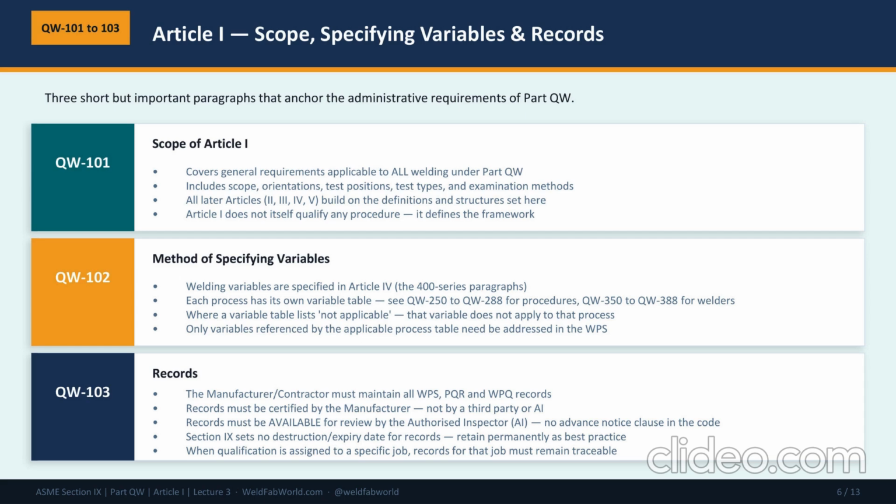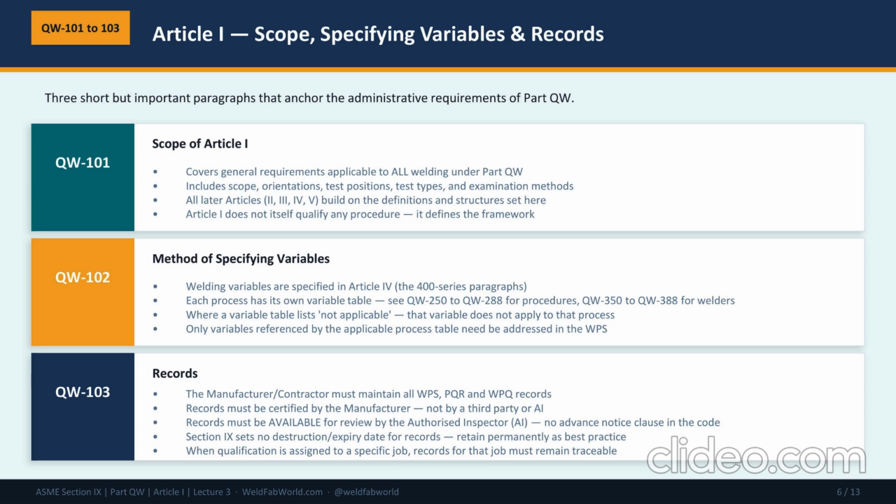Where a variable table lists a variable as not applicable to a given process, that variable does not need to be addressed on the WPS. Only variables referenced by the applicable process table are required on the WPS. This prevents WPS documents from becoming cluttered with variables that have no bearing on the process being used.